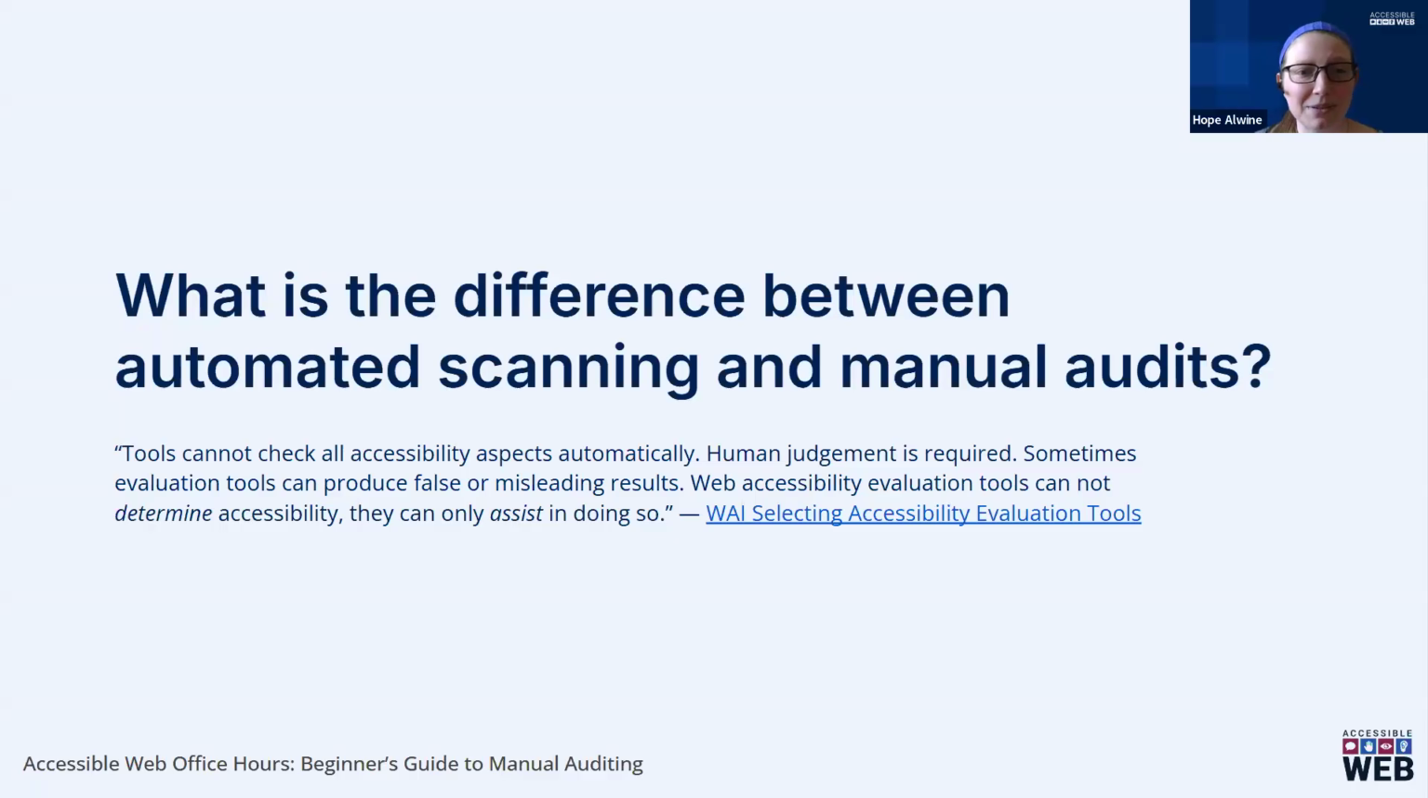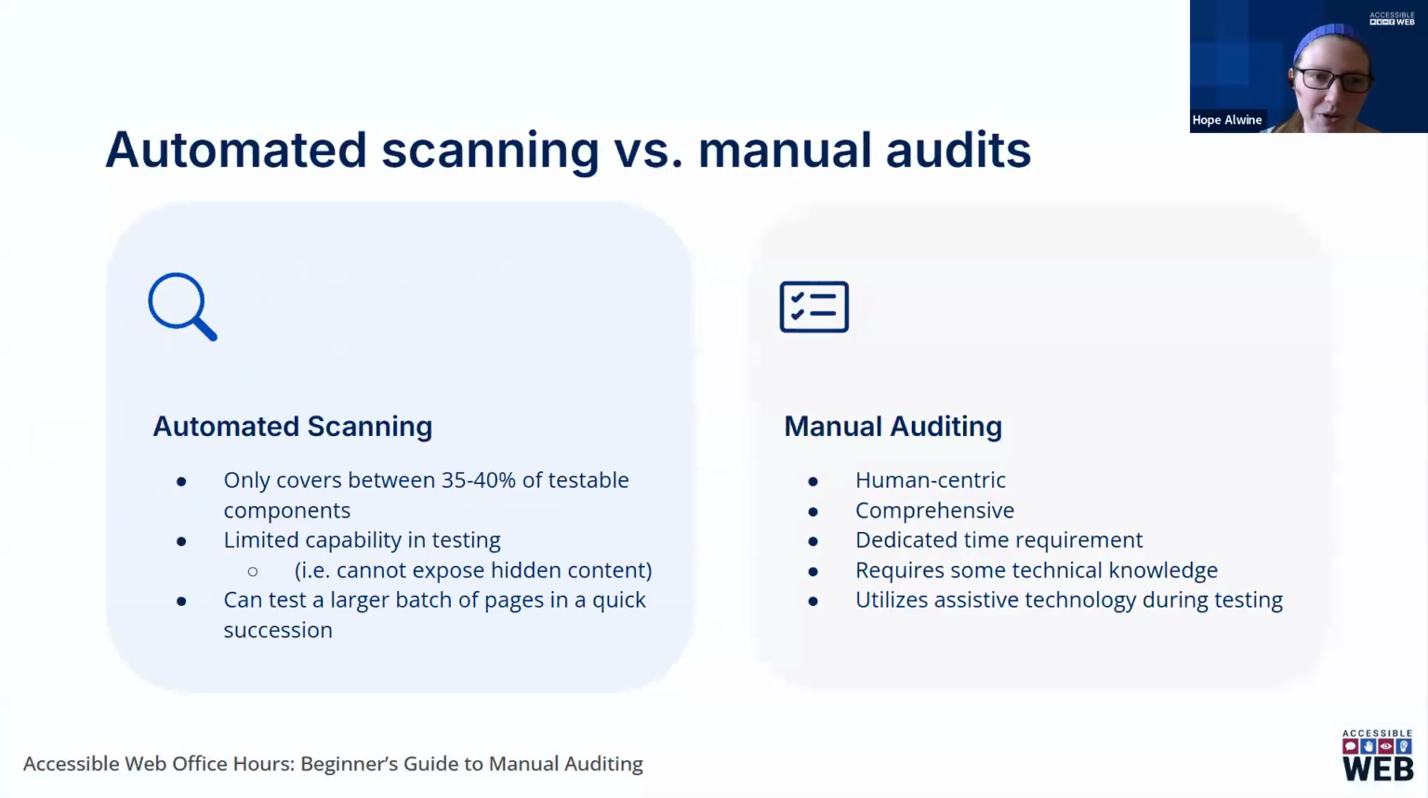So definitely keep that in mind as we advance to our next slide, where we're doing a comparison of automated scanning versus manual audits. So here are some major differences between the two. With automated scanning, it really only covers between 35 to 40% of testable components, meaning it can't test all of your success criteria within WCAG. Some have to have a human input. Automated scanning is limited in its capabilities while it's testing. For example, it can't expose hidden content like activating a dialog modal or testing all of the different contrast requirements.